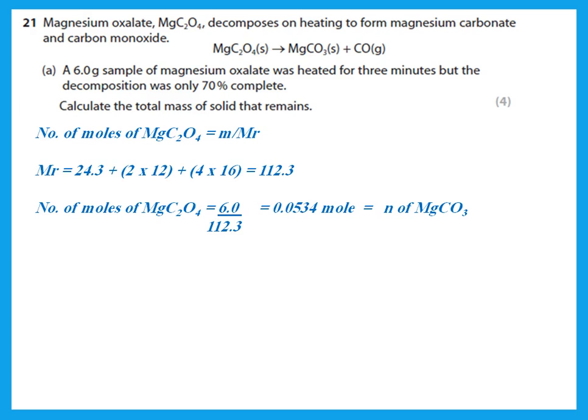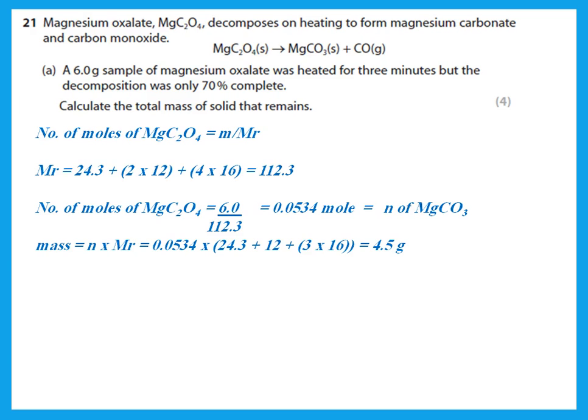So that comes out to be this number of moles. And then looking at the equation, you can see that the number of moles of magnesium oxalate is the same as the number of moles of magnesium carbonate. So I can get the mass of magnesium carbonate that would be formed. So it seems from this calculation that I will get 4.5 grams.